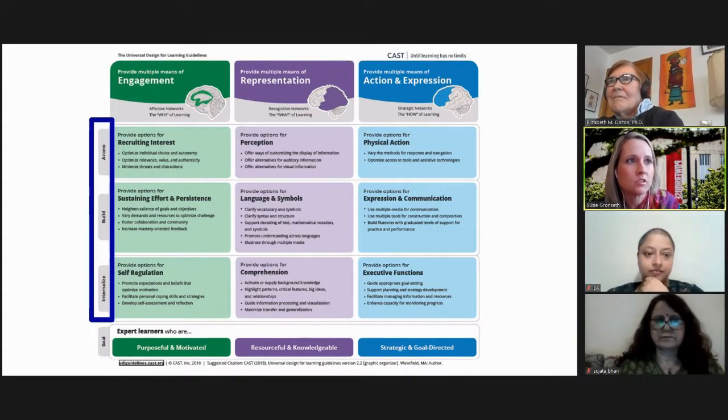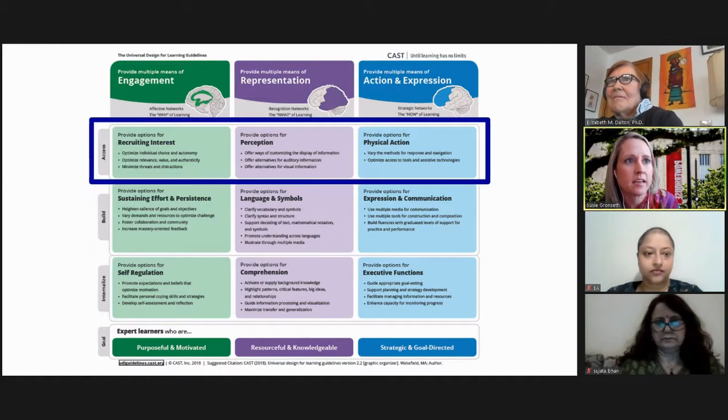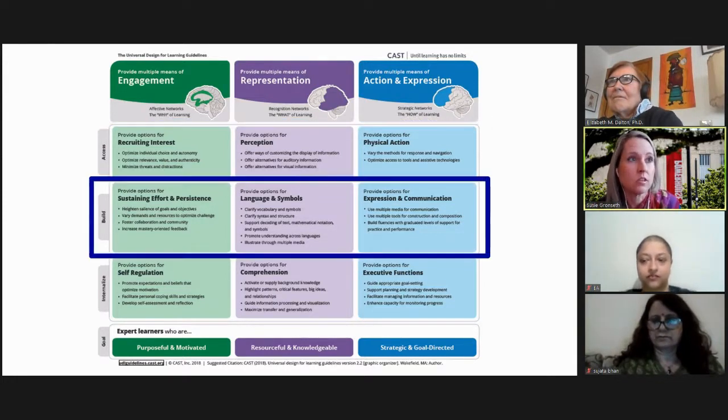Across those levels, we looked at the principles, and how the guidelines are separated across the principles. For instance, access has provide options for recruiting interest, provide options for perception, provide options for physical action. So we looked at what this means and how we can put this into our own words. And then what are some strategies, tools, methods, materials, ways to assess learning at that level? Then we did the same thing at build, and finally at internalize, to ultimately reach the goal of expert learners who are purposeful, motivated, resourceful, knowledgeable, strategic and goal-directed.